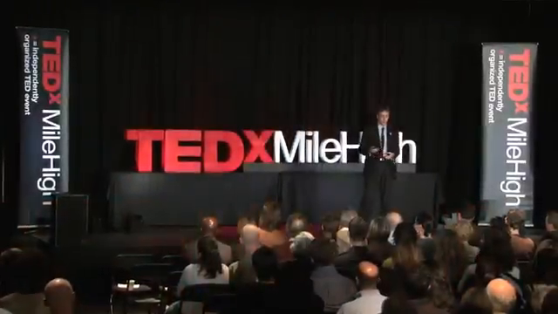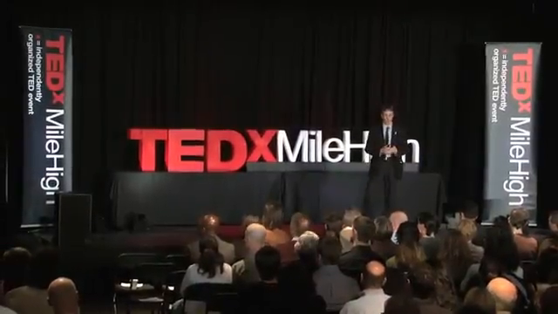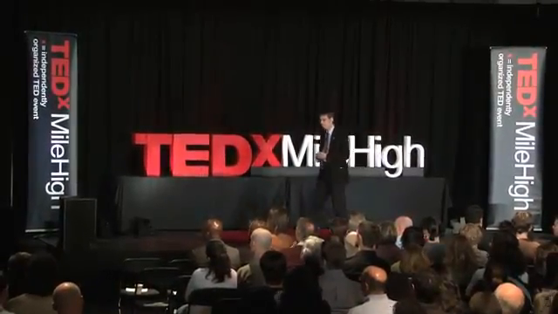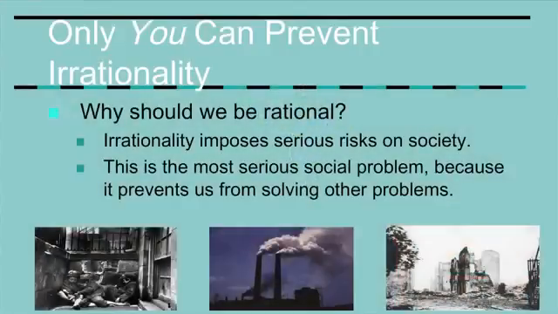And of course, if a large number of people are irrational, which is in fact the case, then it's a virtual certainty that society is going to suffer negative outcomes. Now, I claim that this is the most serious social problem. The worst social problem that we're facing is not the problem of world poverty or the problem of pollution and destruction of the environment or even the problem of war. The most serious problem that we're facing is the problem of human irrationality, because this is the problem that prevents us from solving the other problems.